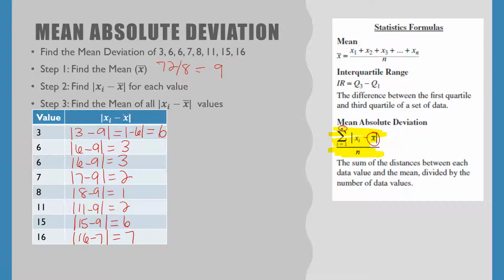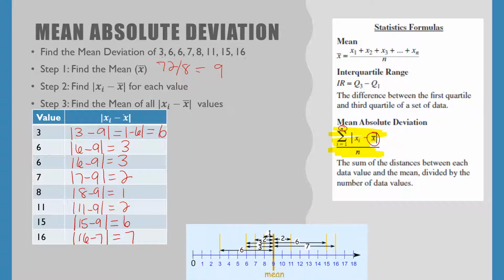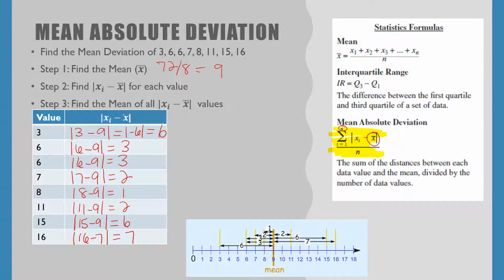Okay, so I found the absolute value difference of each piece of data. So this is my first piece of data up to my 8th piece of data. And now that third step says we're going to find the mean of all of those values. And really quick, before we do that, I would just want to show you what this chart would look like. So here's the mean. The mean is 9. And we're figuring out how far each data point is away from the mean. Okay, that's what it would look like if you were to graph it.